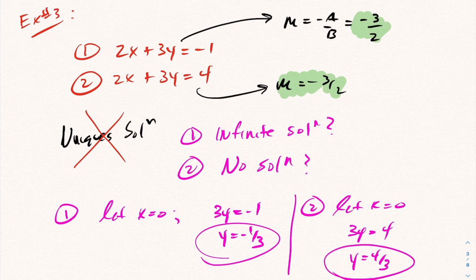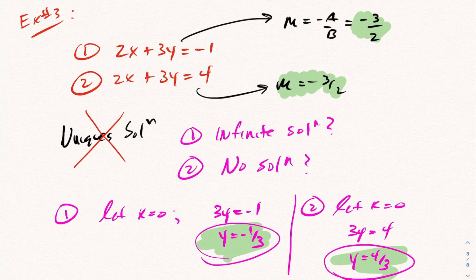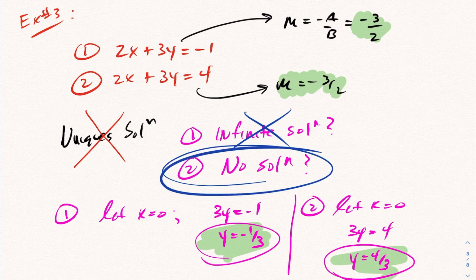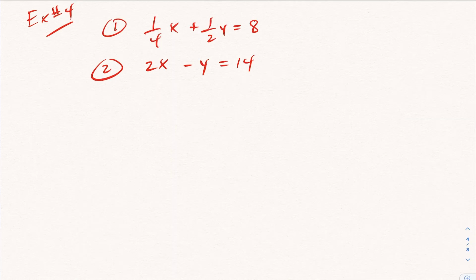So you'll notice here, these have different y-intercepts. So because we have different y-intercepts, I now know that it's not the same equation. Since it's not the same equation, it can't be infinite solutions, and we would be left with no solution. Okay, so the answer to this question is there is no answer. There's no solution. These do not have a point of intersection. Okay, take a look at example 4.